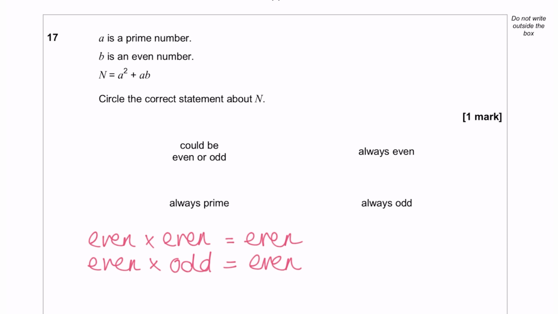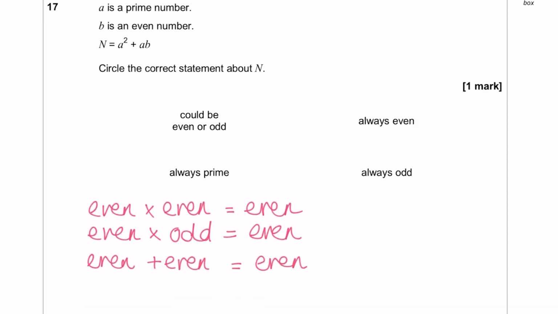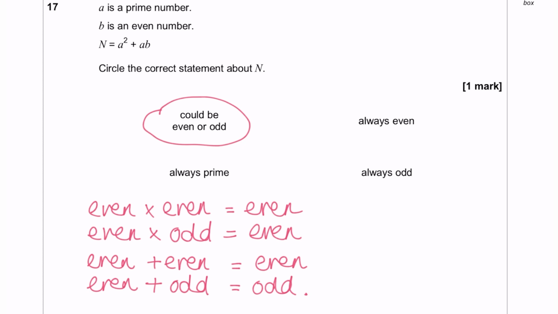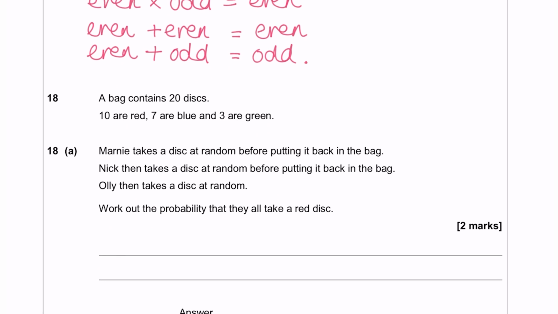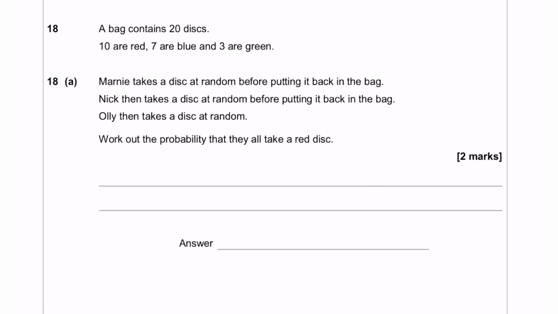When we square something, it could be even or odd. And so when we have an even plus an even number, we end up with an even number. However, when we have an even number plus an odd number, we get an odd number. So that means it could be even or odd, because with a prime number, you can have 2, which is the only even one. It's actually my favourite number because it's such a cool number. But that's beside the point.